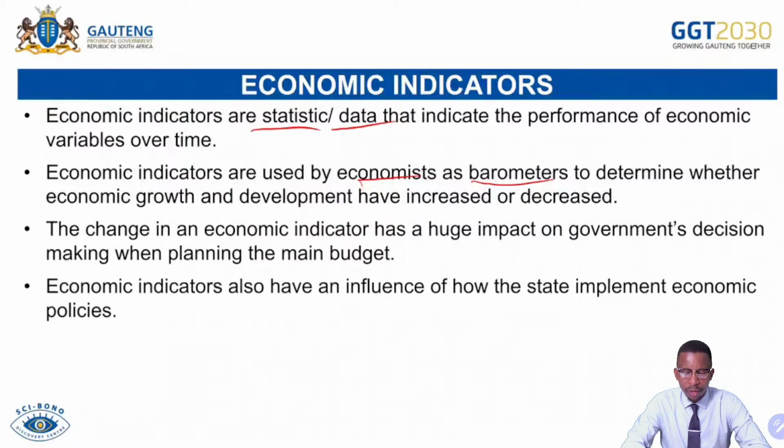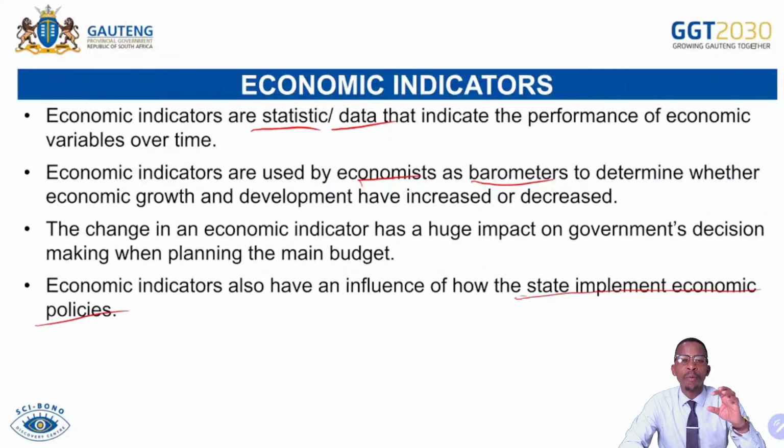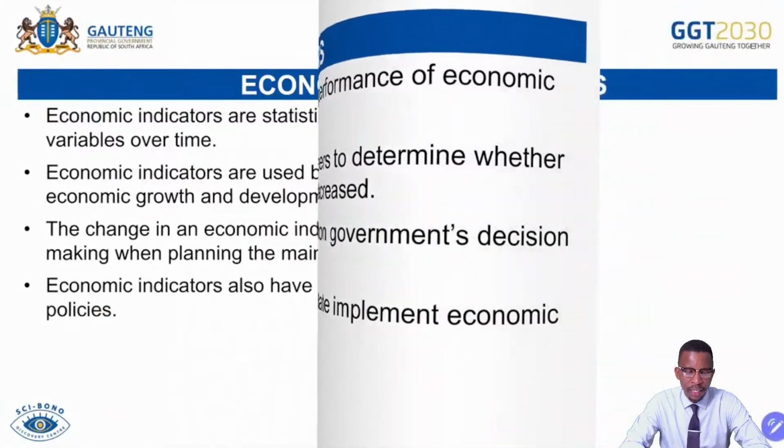Economic indicators also have an influence on how the state implements economic policies. Remember that the state also has to intervene by implementing some economic policies. So if indicators are not available, it will be difficult for the state to have proper policies in place. Having proper economic policies in place means the government has obtained information on the performance of both economic and social indicators.